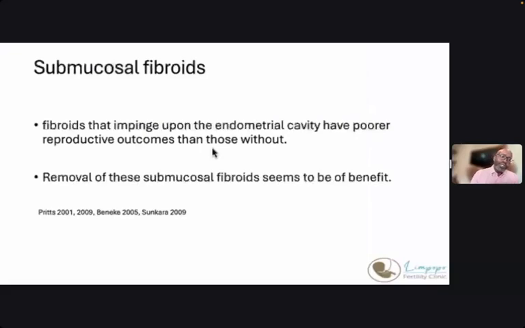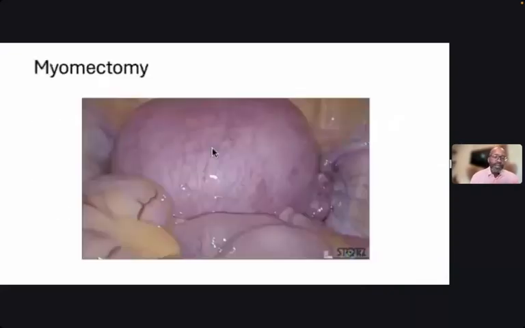So when you look at submucosal fibroids, studies by Pritts, Bendifallah, and Sunkara said fibroids that impinge upon the endometrial cavity have a poorer reproductive outcome than those without. And removal of these submucosal fibroids seems to benefit IVF patients. What about those patients with intramural fibroids?